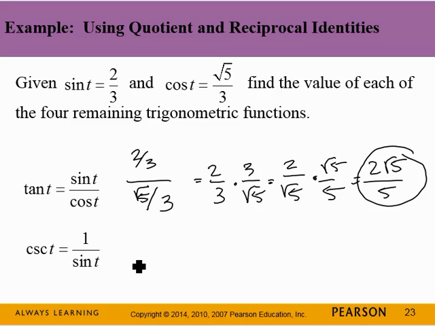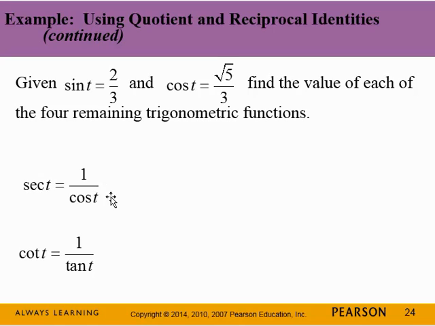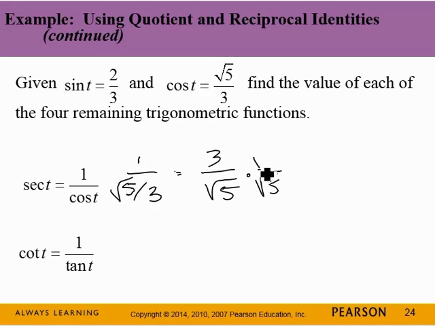Now you go on to your secant. So you have 1 over 2/3. So that would give you 3/2. So now you have 2 more values that you can now use in the remaining. So secant t, you have 1 over your cosine t, so 1 over square root of 5 over 3. Remember, you cannot have a square root in your denominator.